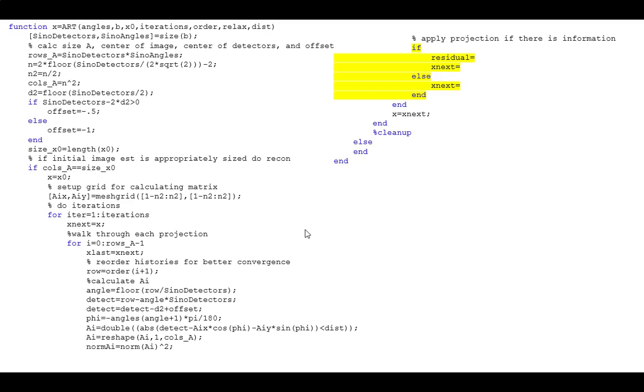Right. So you've got the AI, you have the B because it was passed to you. So that's why I didn't call it sinogram, because when you get into here, it's just a good reminder, oh yeah, that's B.